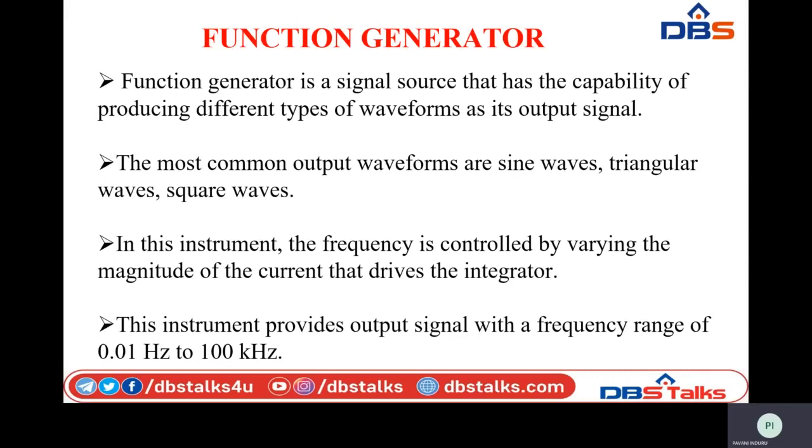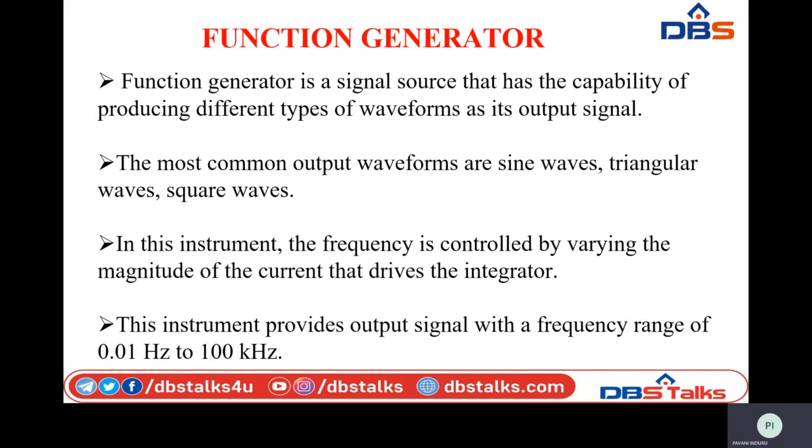This function generator is capable of delivering different kinds of waveforms. More than 3 outputs can be generated with the help of a function generator, which is commonly used in all laboratories. A function generator is a signal source which has the capability of producing different types of waveforms as its output signals. The most common outputs it can give us are sine waves, triangular waves, square waves, sawtooth waves, ramp voltages, etc.